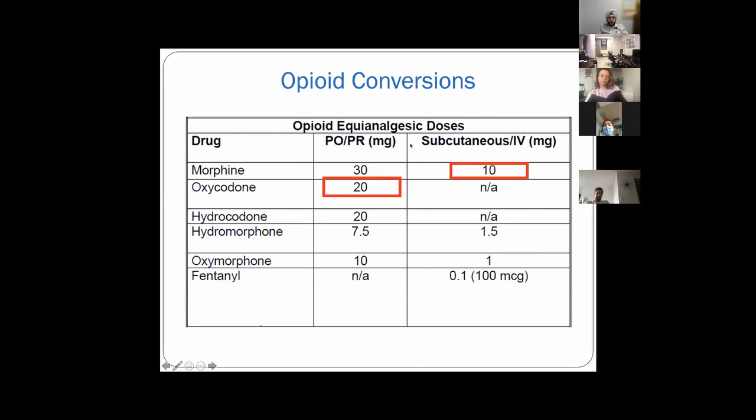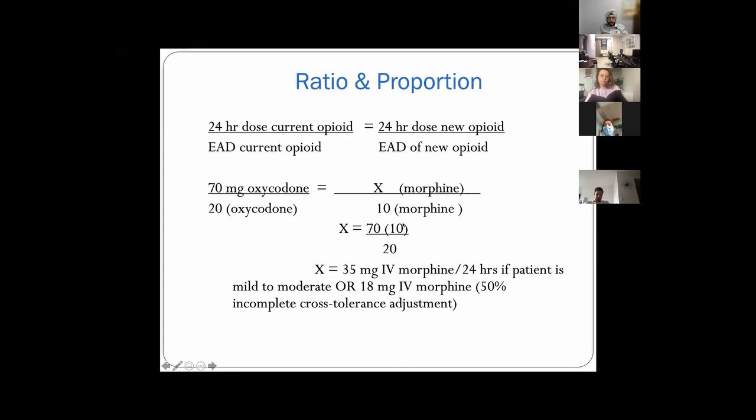So you know that the equianalgesic dose of oxycodone is 20. And you want to convert that to IV morphine. And we know the equianalgesic dose is 10. Next slide. You plug in all the numbers. So 70 milligrams of oxycodone was the total daily dose that this patient received. And then the denominator is 20, which we saw in the previous slide, equals X, which is the IV morphine that you want to get to.